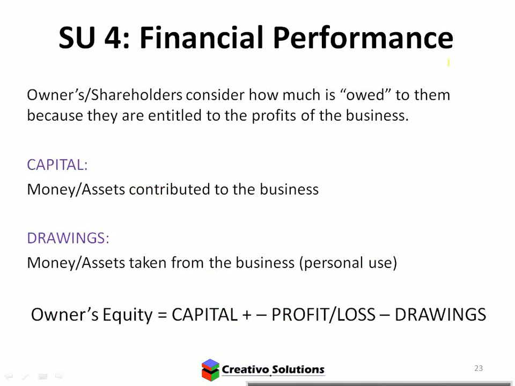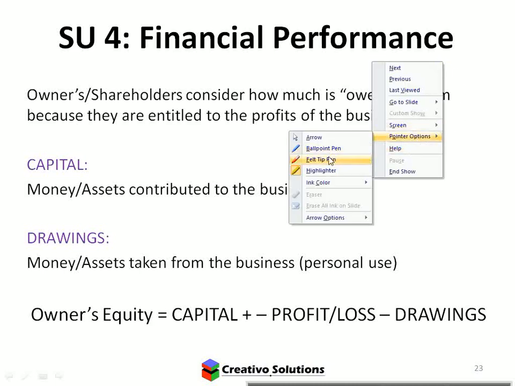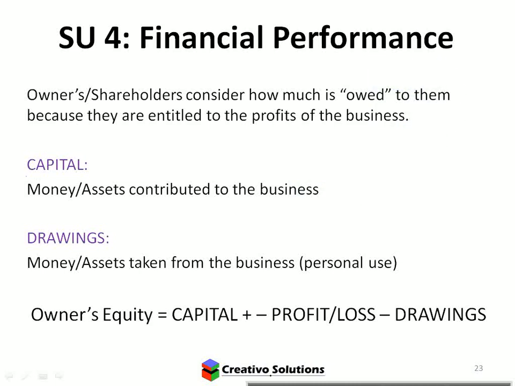The last 2, and then we've covered all the rules. Capital and drawings. Capital has a very specific definition. Money or assets contributed to the business by who? The owner. That's the key word here. Owners or shareholders consider how much is owed to them because they're entitled to the profit. So we can maybe write down by the owner, just to add that detail.